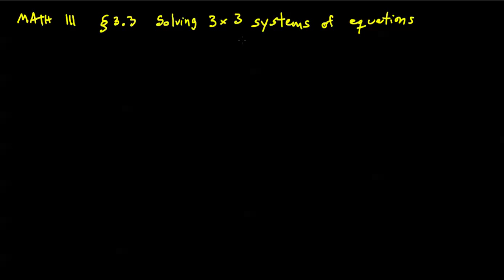Good morning. Today we're going to talk about Math 111, Section 3.3, solving 3 by 3 systems of equations. The formal title of the book section is Solving Systems of Equations in 3 Variables. Typically we have 3 equations with 3 unknowns, so it is an extension of Section 3.2, solving 2 by 2 systems, or systems in 2 variables. We're extending that concept here.